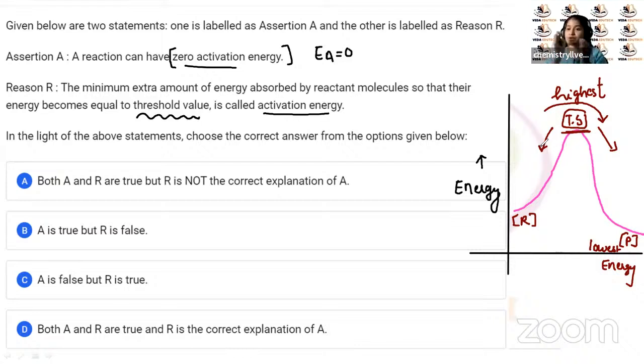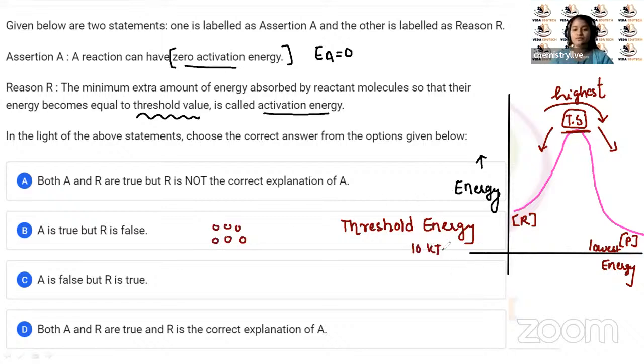So in order to cross the barrier, you need to have a certain minimum amount of energy, and that minimum amount of energy is called threshold energy. Now suppose there are some molecules and your threshold energy is, let it be, 10 kilojoule. But these molecules do not have that energy. They have only 8 kilojoule. Now can they cross this barrier? They are not going to cross this barrier as of now.